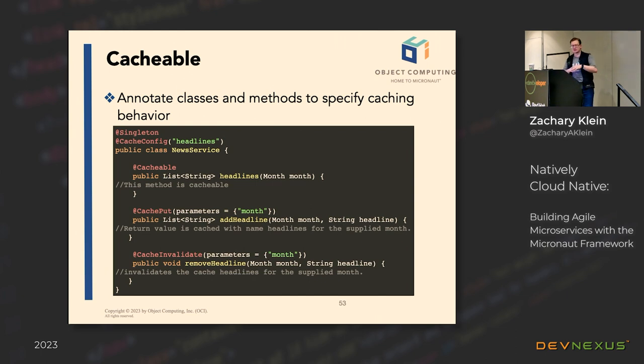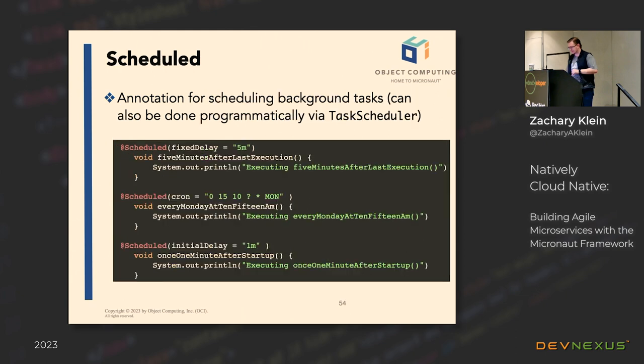And of course, you can customize that. You can have your own key generation strategy and so forth as you see fit. And you've got annotations to invalidate the cache, to add entries to the cache, and so forth. There's a schedule annotation for processes that need to be run in the background at a particular regularity. And you can set that using cron or through a fixed delay period. All of these, by the way, can be set through configuration as well. So you don't have to have it hard-coded in your code here. This could be in a configuration file or an environment variable somewhere.